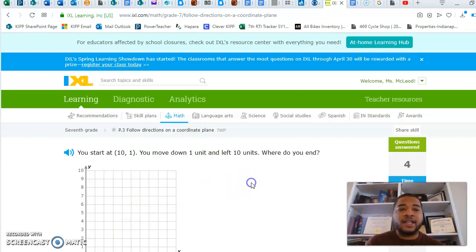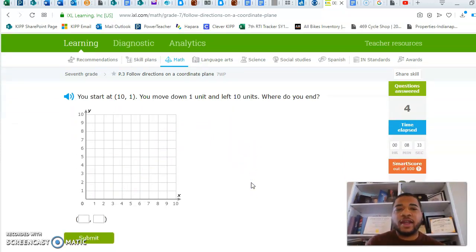So I'll do this last example. I'm going to just give you one more. And then from there, I need you to go ahead and try some by yourself. So it says you start at 10, 1. You move down 1 unit and left 10 units. Where do you end? So this one, guys, is actually going to be a 2 movement problem. So a 2-step problem.